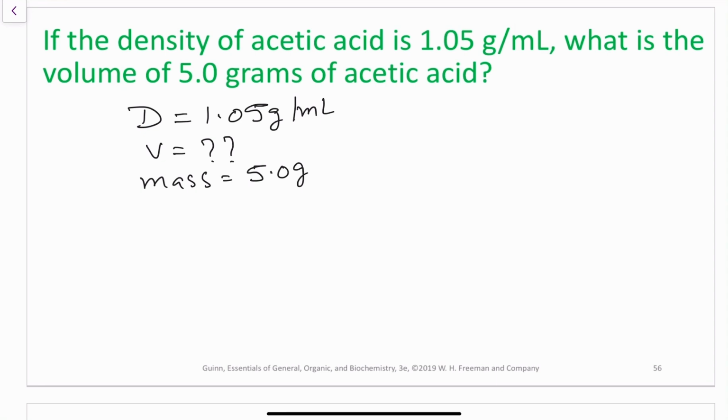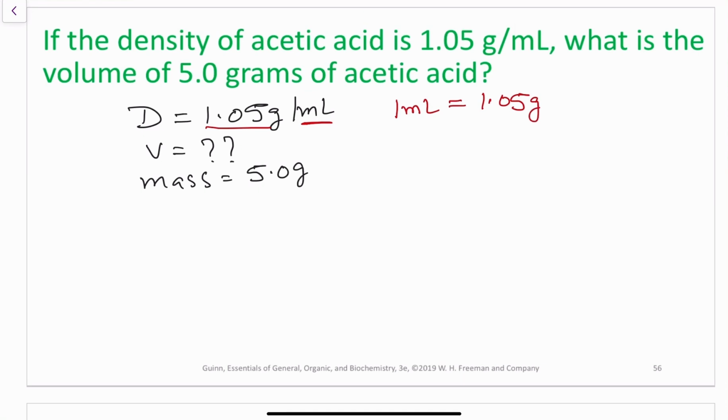So how are you going to solve this problem? We're going to use density as a conversion factor, right? But before we can use a density as a conversion factor, we have to make an equivalency, because we can make a conversion factor from the equivalent numbers, right? From the equivalency, something equal to something. So when I see 1.05 grams per ml, what does it mean? It means for every 1 ml of that acetic acid, you have 1.05 grams of acetic acid in there.